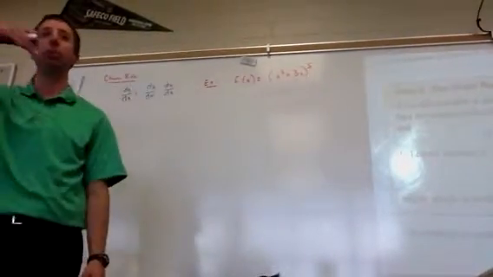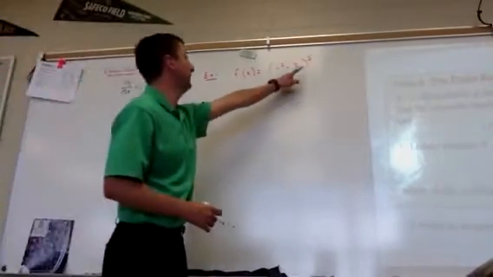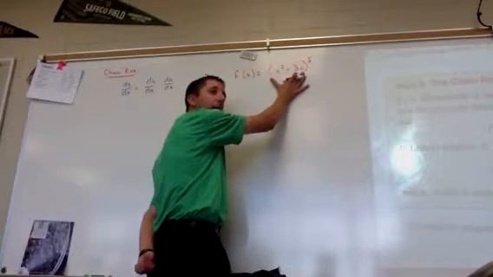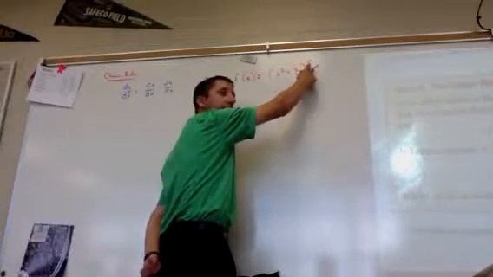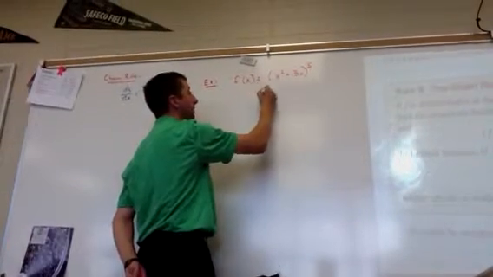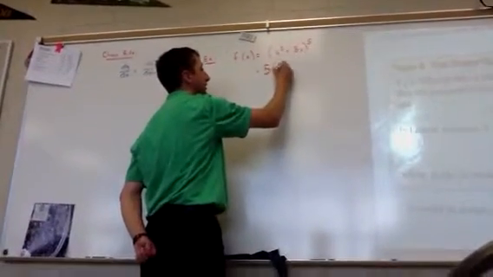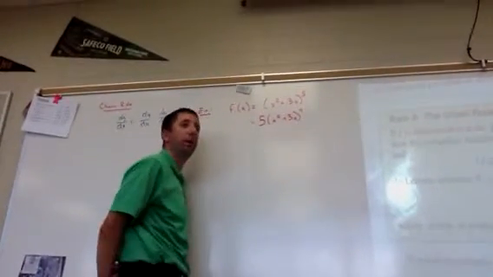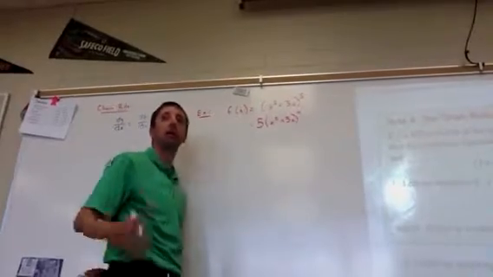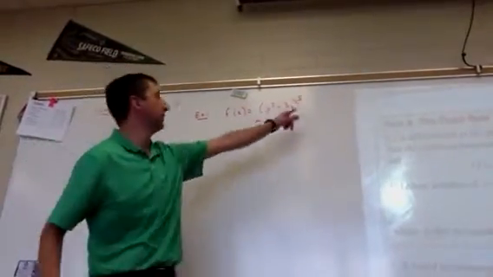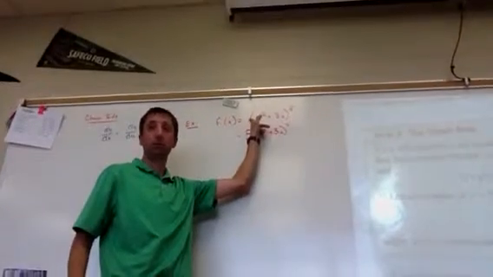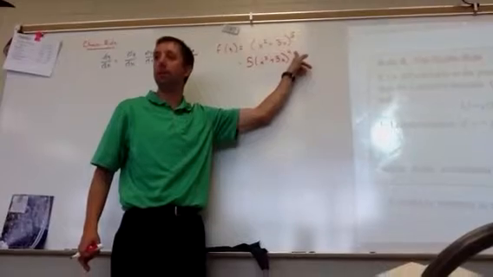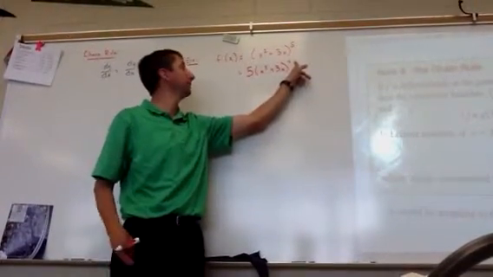This is an example of the power chain rule, which basically says take the derivative of this using the power rule. So what would I do with my exponent? Bring it down in front. 5 times x squared plus 3x raised to the 4th power. I used the power rule, brought the 5 down in front, and then took the exponent and subtracted 1. I'm not done though.